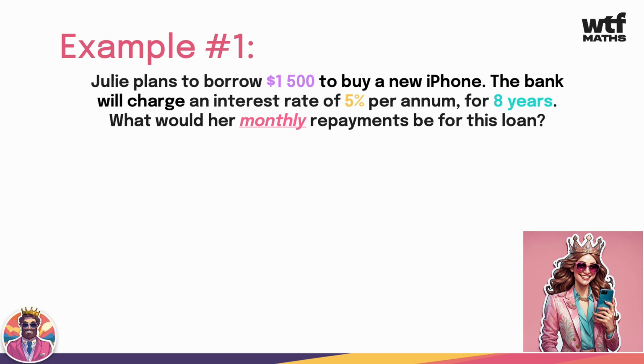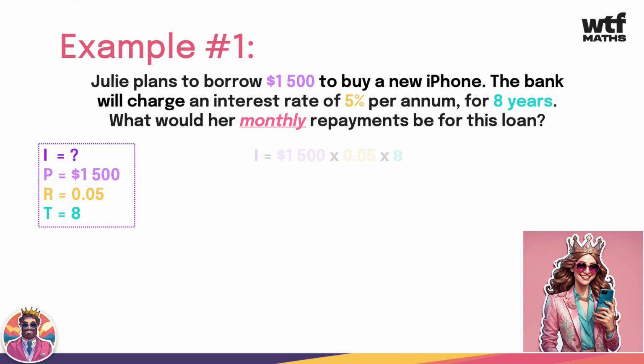Julie plans to borrow $1,500 to buy a new iPhone. The bank will charge an interest rate of 5% per year for 8 years. What would her monthly repayments be for this loan? The first thing we've got to do is calculate our interest. We've got our P, our R, and our T, and then we put that into the formula. So 1,500 times 0.05 times 8 will give you $600. That's the interest that she's earned on this loan.